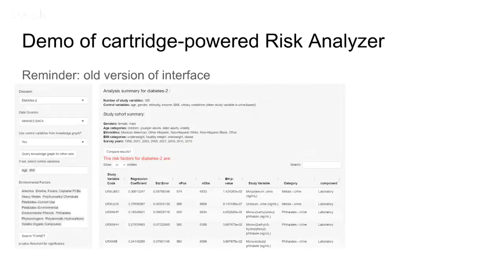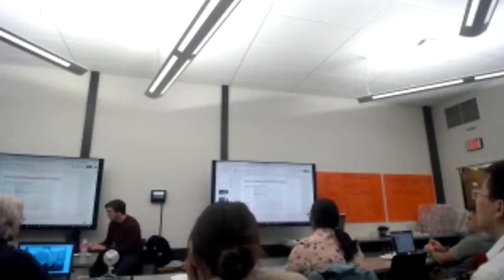Okay. So now I'm just going to do a quick demo of how this works. If you were here in the spring, or if you weren't, this is what it used to look like. What you want to be paying attention to is the left side, which is essentially a series of drop-down menus. That's how we used to construct analyses. But now we've replaced these menus with the cartridge interface.